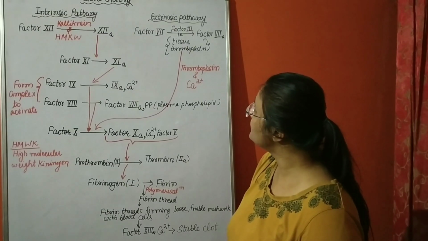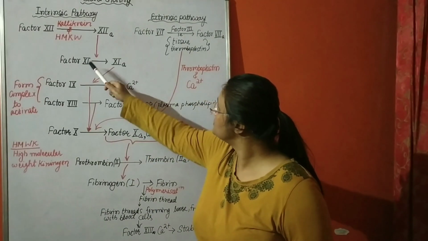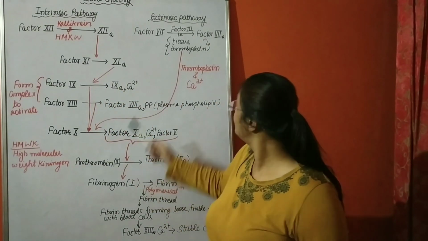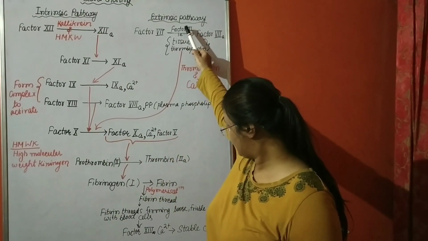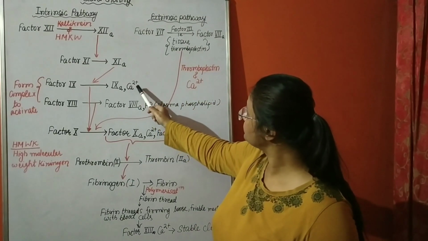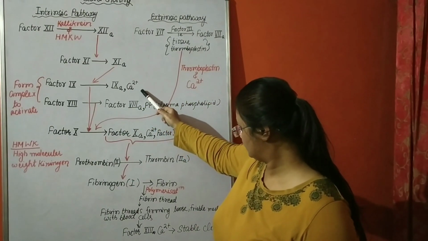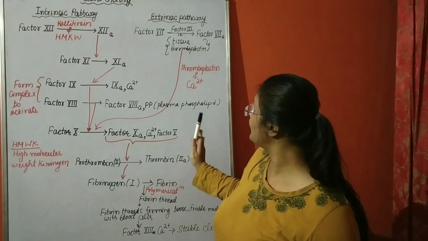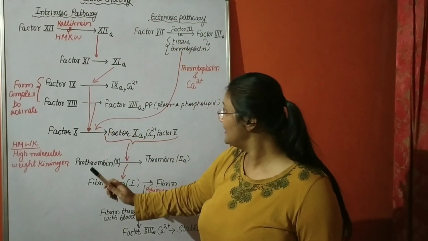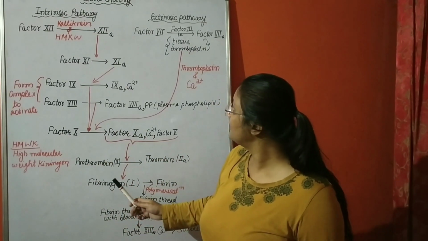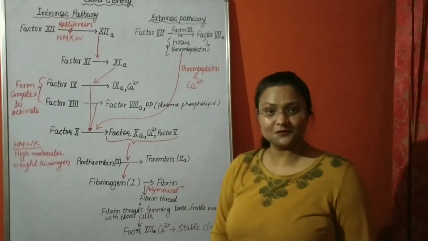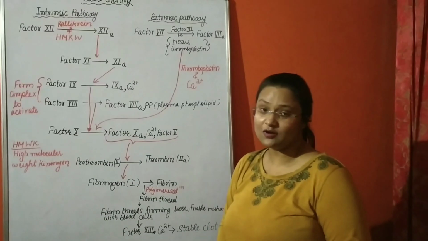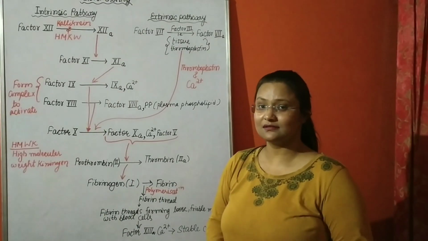If we see, we have included all the factors. Let us count one by one: 1, 2, 3. 4 is calcium. And factor 5, 6 with unspecified role. Factor 7, factor 8, factor 9, factor 10, factor 11, 12 and factor 13. So we have discussed all of them. So that's all about blood clotting. That's how a blood clot is formed in our body.